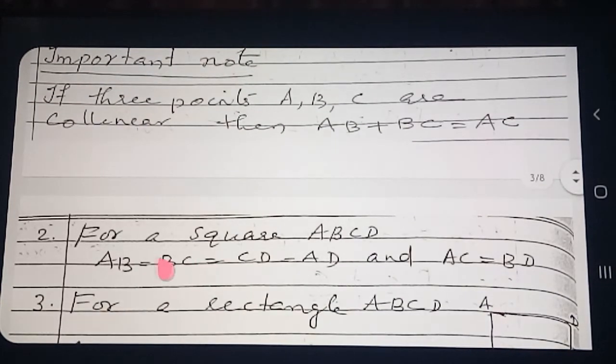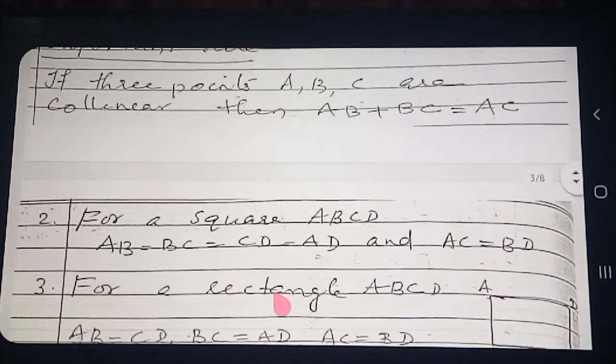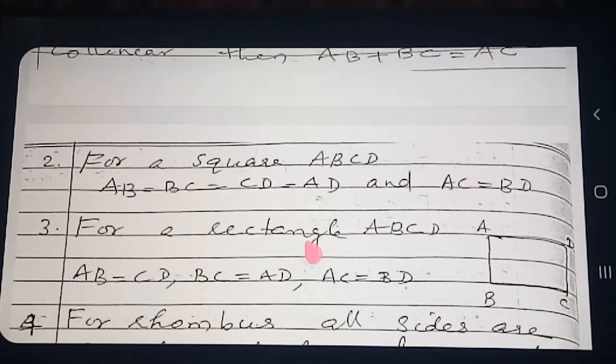Second point. For a square, you want to prove that all the sides are equal and the diagonals are equal. Each sum we will explain, but just note this down and keep it. Next point. For proving a rectangle, what will we do? Opposite sides equal and diagonals equal. Opposite sides AD and BC are equal, and AB and CD are equal.